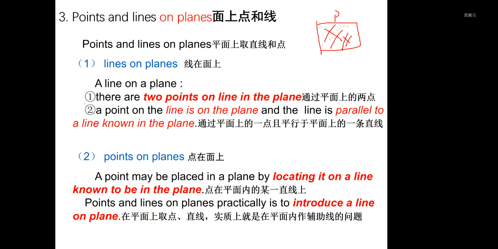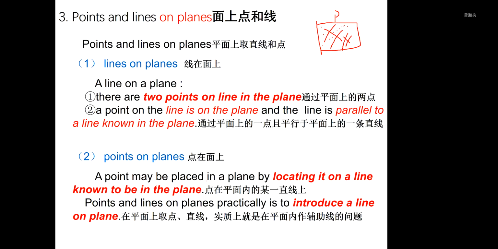So this one is the second one. Maybe you can make use of the first one to determine this line is on the plane. You can use the second one to determine this point is on the plane. The second one is for the point on the plane.